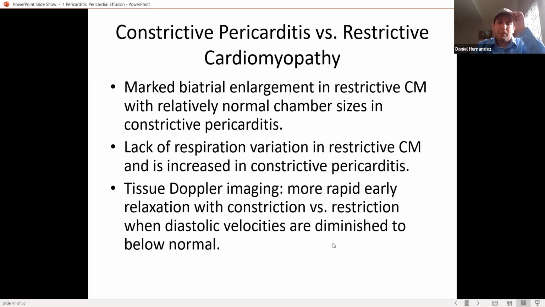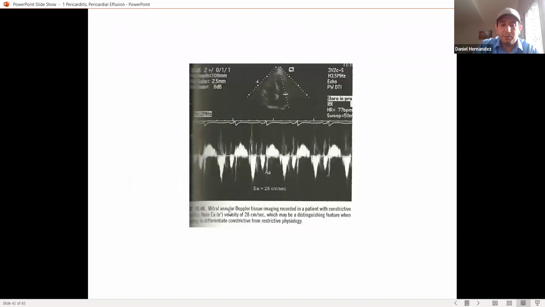So with tissue Doppler imaging, there's more rapid early relaxation with constrictive pericarditis versus restriction, when diastolic velocities are diminished to below normal.